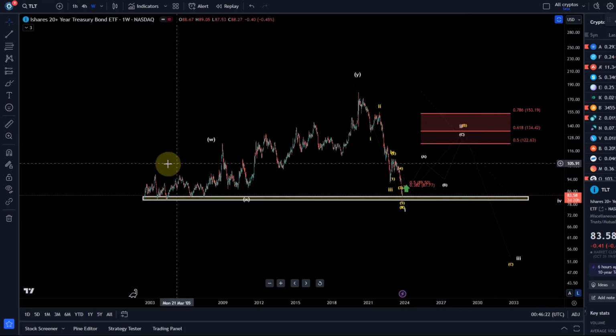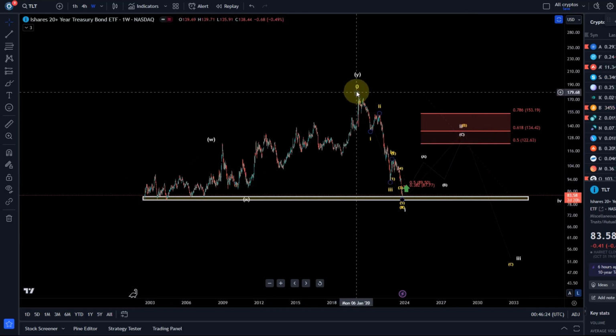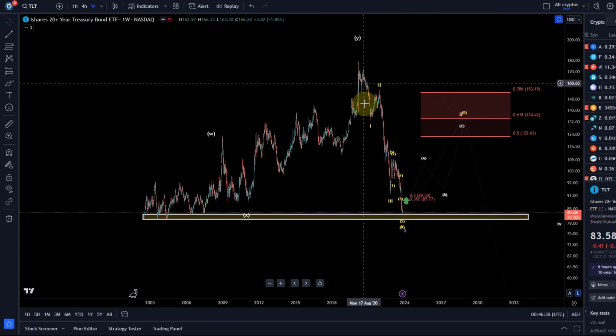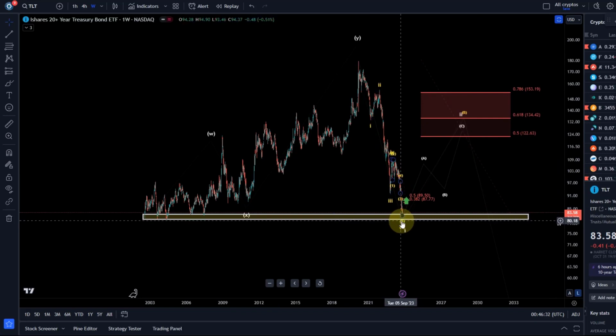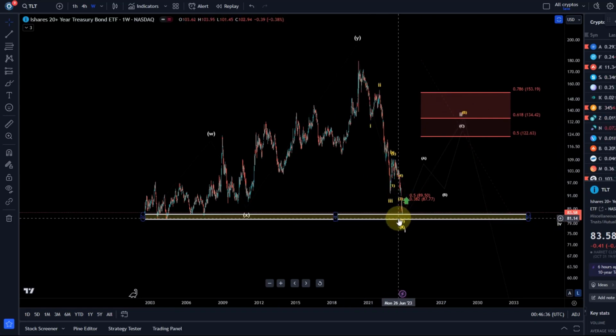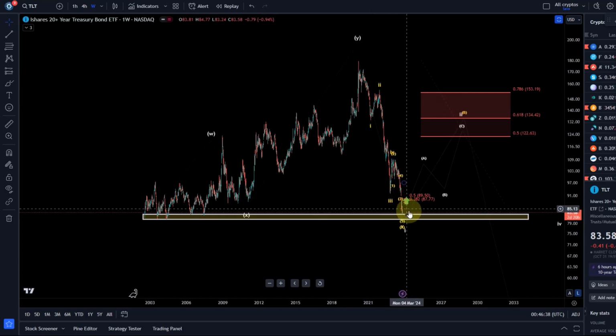As you can see, first of all, we have a corrective move to the upside, WXY or ABC, depending on how you count it. That doesn't matter so much. Important is that we have a 5-wave move to the downside that we're going to talk about. And this 5-wave move is complete or nearly complete. It can always extend further.